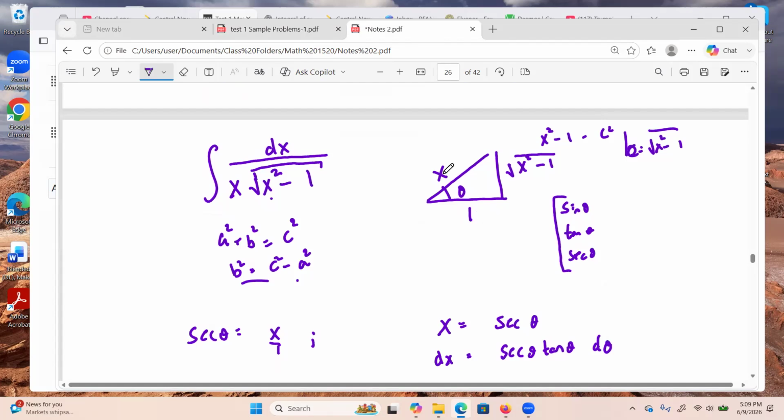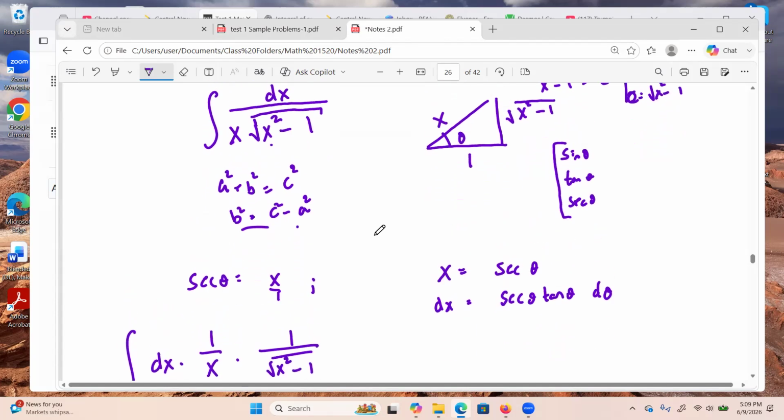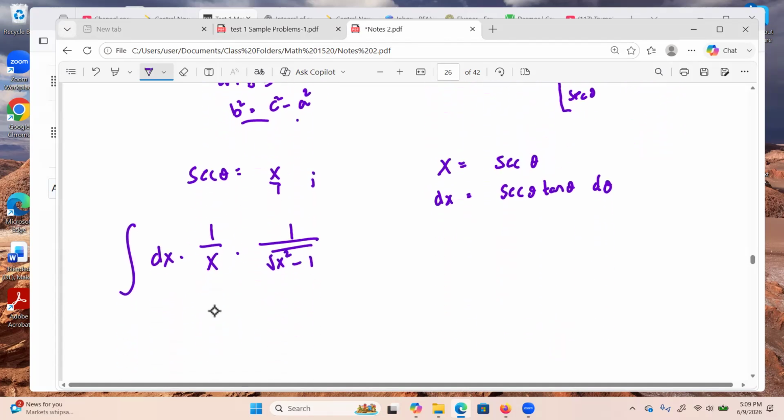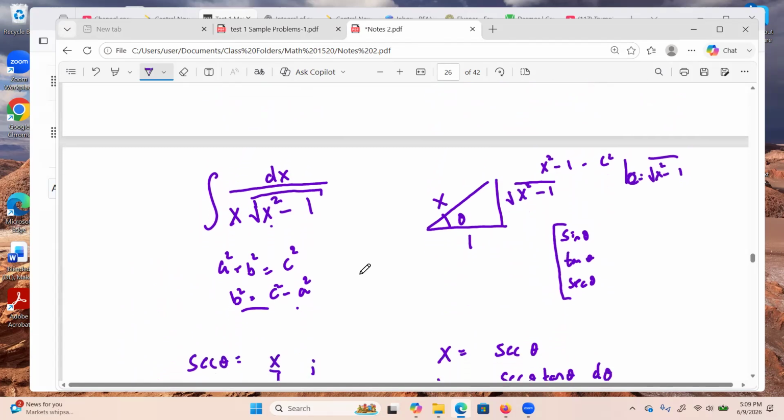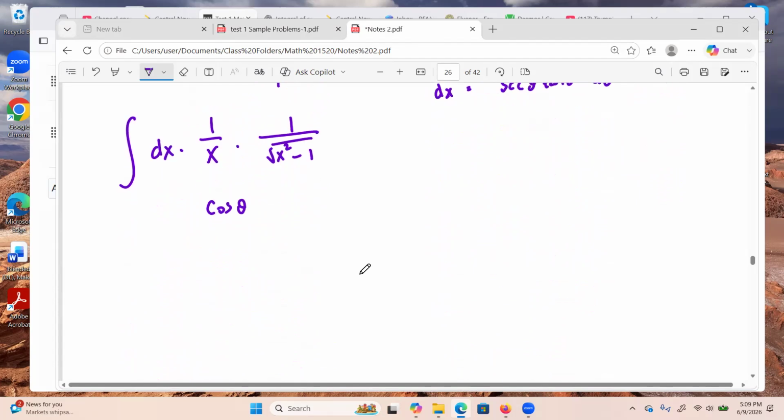So 1 over x, that's adjacent over hypotenuse. That's a cosine, okay? So we have a cosine theta here. There's no limits, so we don't have to worry about that. We have a 1 over the square root of x squared minus 1. That's going to be adjacent over opposite. That's going to be a cotangent, right? Adjacent over opposite. It's cotangent. So we're going to have cotangent of theta.